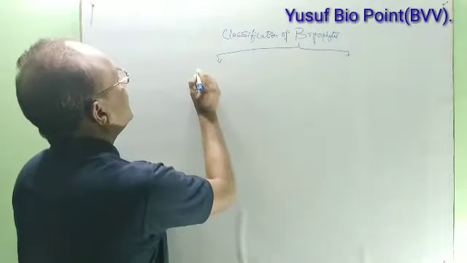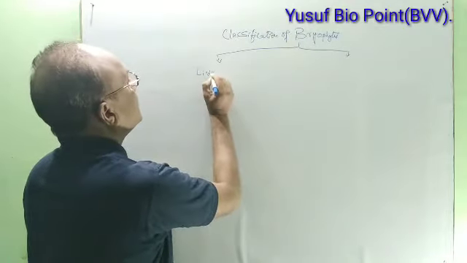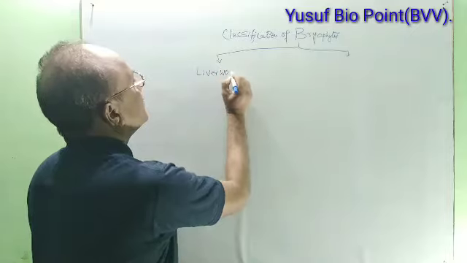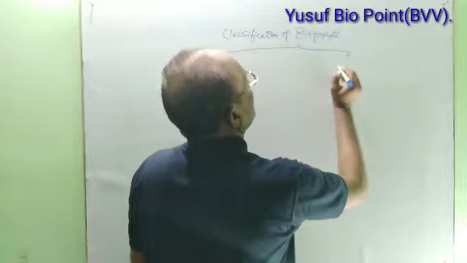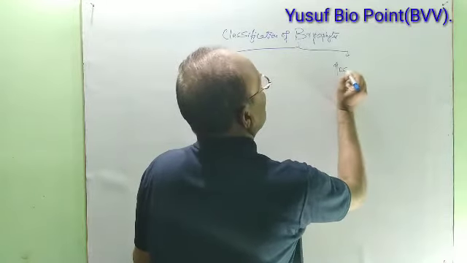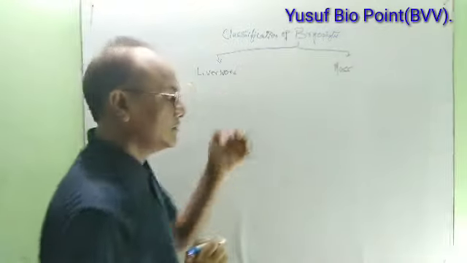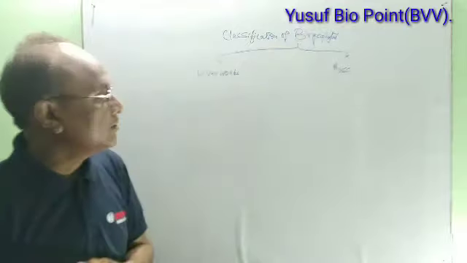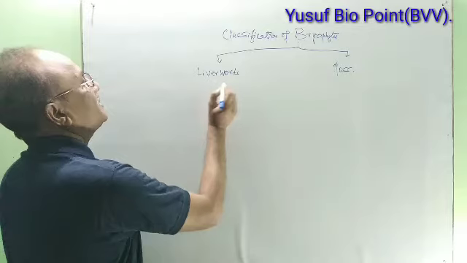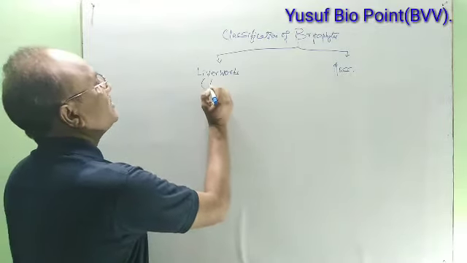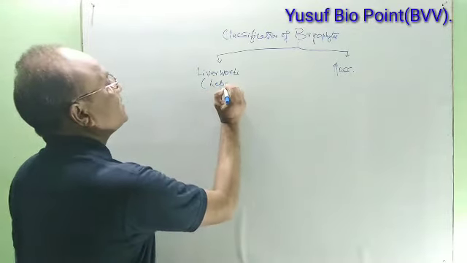It is classified into two groups. One is called liverworts. The next one is called moss. So there are two. Now the features of liverworts. Liverworts are also called hepaticopsids.